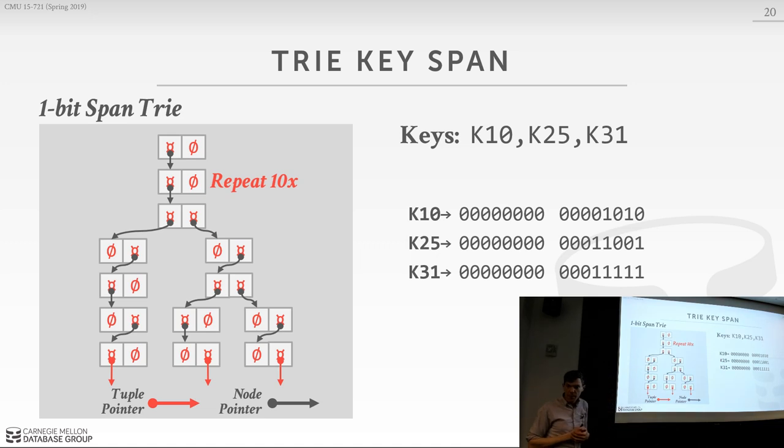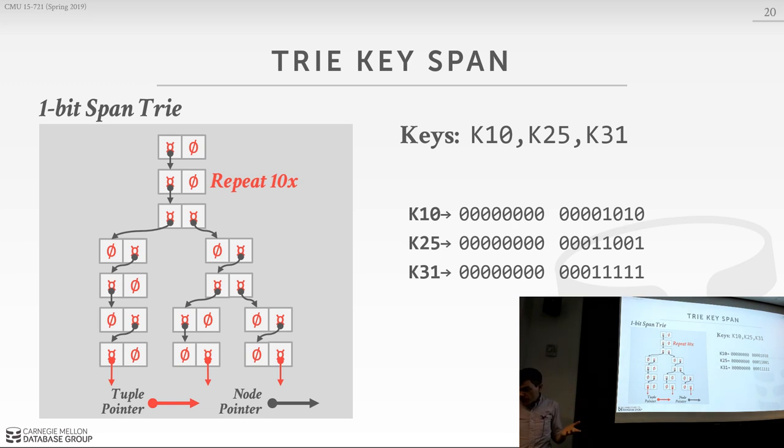Yes? If you have a sparsely populated alphabet, wouldn't that mean you're allocating an entire alphabet size array for every node? So his comment is, if I have a sparsely populated alphabet, does that mean I'm going to allocate a slot or an offset for every single character, but most of those characters end up being null? Yes, we'll come to that in a second. And that's sort of what the ART index and the Judy arrays do.